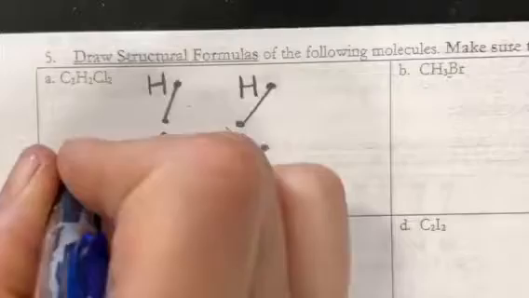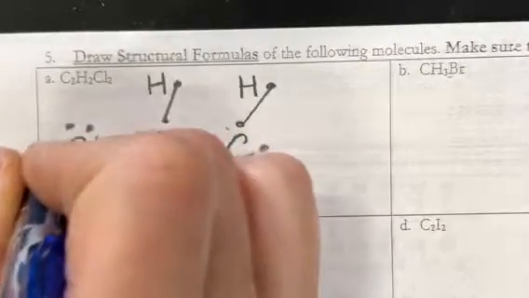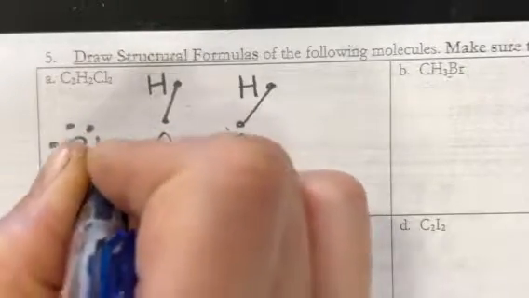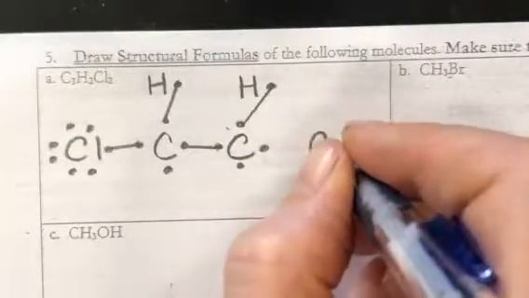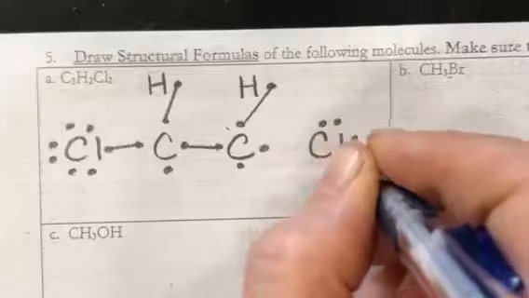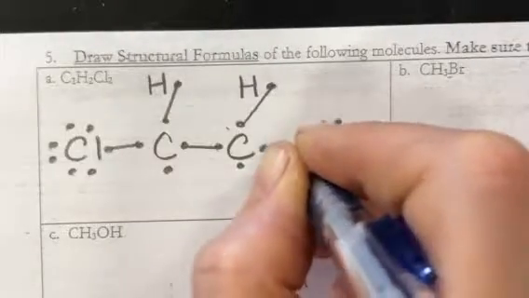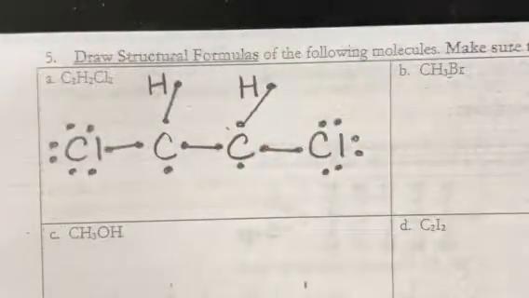And then I need to make sure each one has a chlorine. So chlorine, as a reminder, has 7 valence electrons. So you can do it this way. There are actually a couple of different ways we can approach this. I'm going to show you just one other way to do this here in a moment. So you've got that right there.